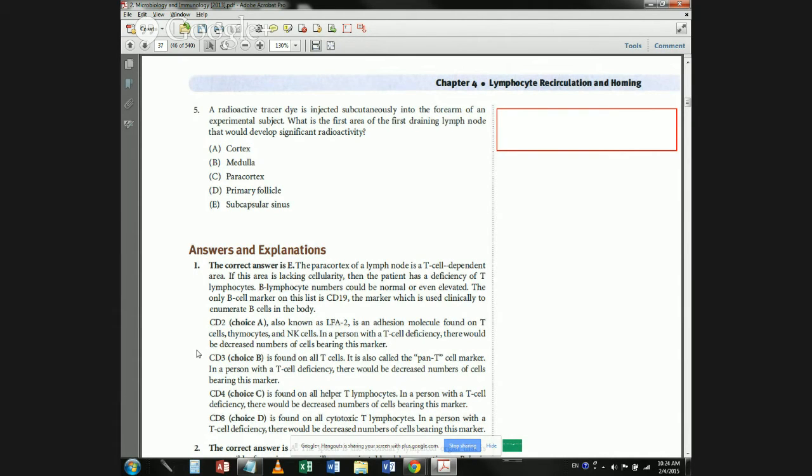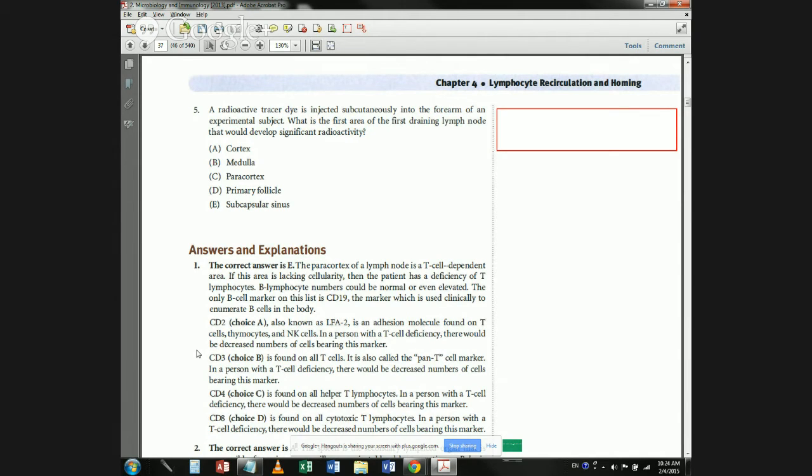CD3 is found on all T cells. It is also called the pan-T cell marker, because it's on all T cells. In a person with a T cell deficiency, there would be decreased numbers of cells bearing this marker, obviously. CD4 is found on all helper T lymphocytes. Agreed. In a person with a T cell deficiency, there would be decreased numbers of cells bearing this marker. CD8 is found on all cytotoxic T lymphocytes. Again, decreased numbers in T cell deficiency.